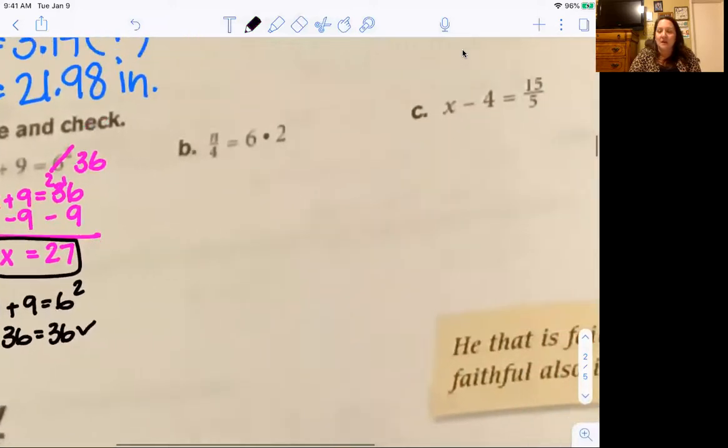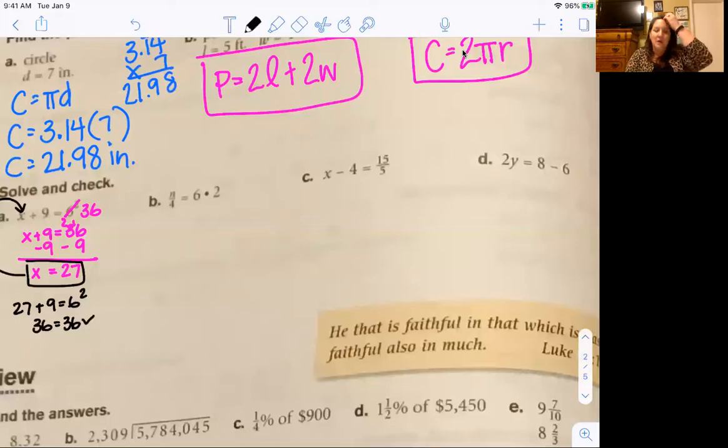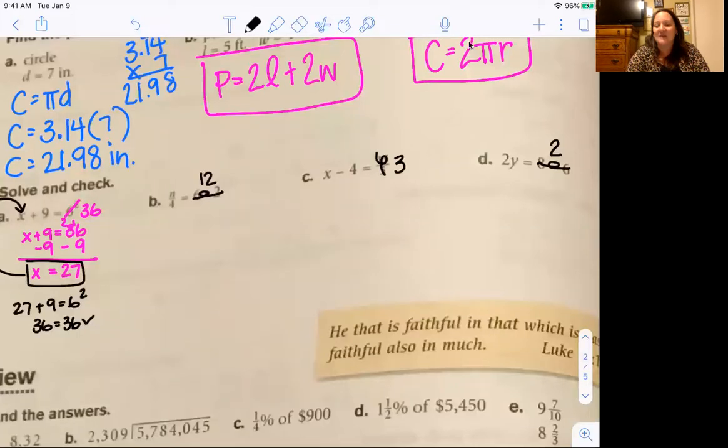Okay, this is what I'd like you to do. I want you to challenge yourself with B, C, and D, which means, yes, I'm going to ask you to pause, but before you do, what on B are we going to do first? Good, we're going to do 6 times 2 first, which is 12, and then solve for N. How about letter C? What are we going to do first? 15 divided by 5, good, which is 3, and then solve for X. And then letter D, what are we going to do first? 8 minus 6, which is 2, and then solve for Y. Go ahead and try those.